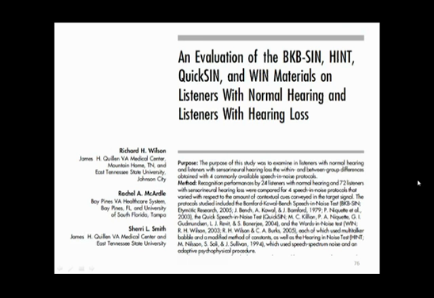All right, here's the study we didn't do. This is from Dr. Richard Wilson, highly respected scientist and researcher at Mountain Home, Tennessee. He was my boss at the VA hospital in Long Beach. Learned a lot from him and his wonderful department back in the day. And then other authors from the VA system, they looked at the BKB-SIN, HINT, QuickSIN, and WIN test materials on listeners with normal hearing or normal pure tone thresholds and with an elevated pure tone threshold loss.